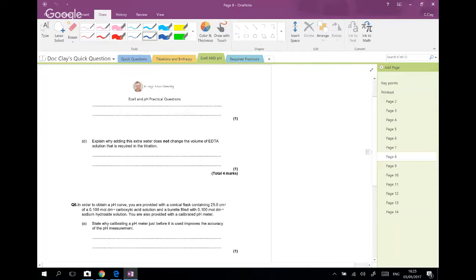And why does the extra water not change the volume of EDTA required? That's because you're not changing the number of moles of EDTA. You're simply adding water.